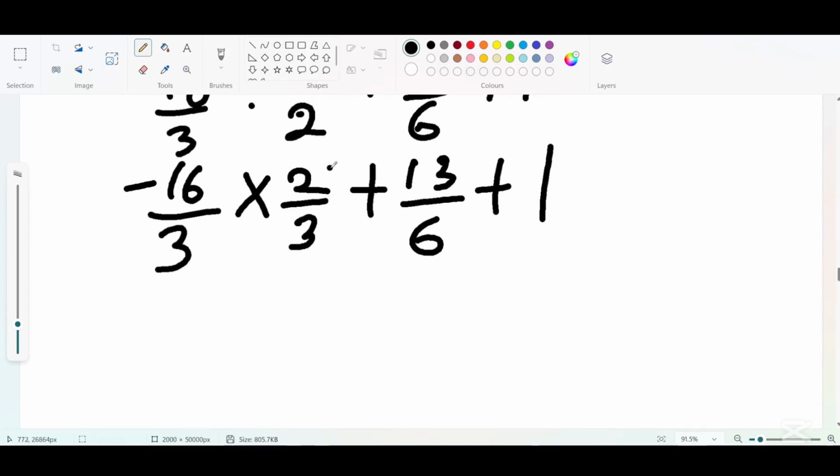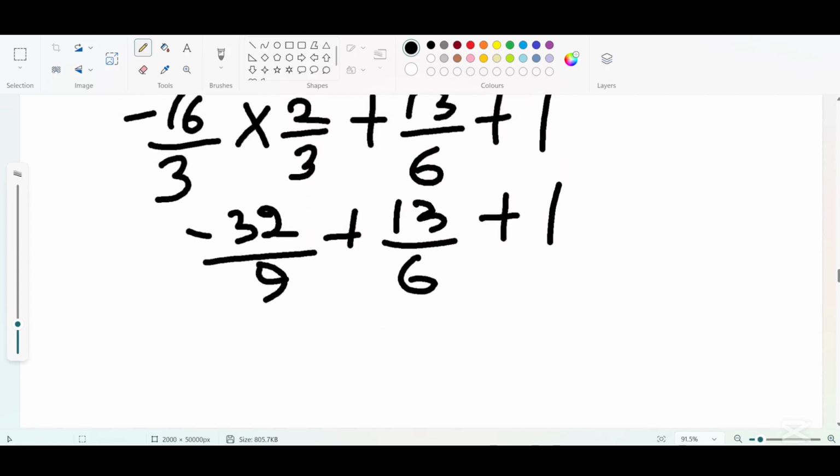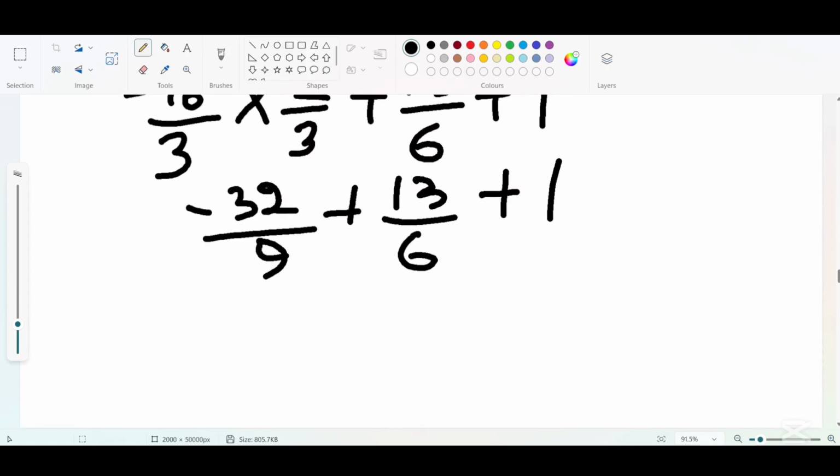So at this point, we'll see if any cutting is possible. We cannot cut since nothing can cut here. We just multiply out if cutting is not possible. Minus 16 times 2, that will be minus 32. And then 3 times 3 is going to be 9 plus 13 all over 6 plus 1. The moment we are left with addition and subtraction, so we'll just resolve the two.